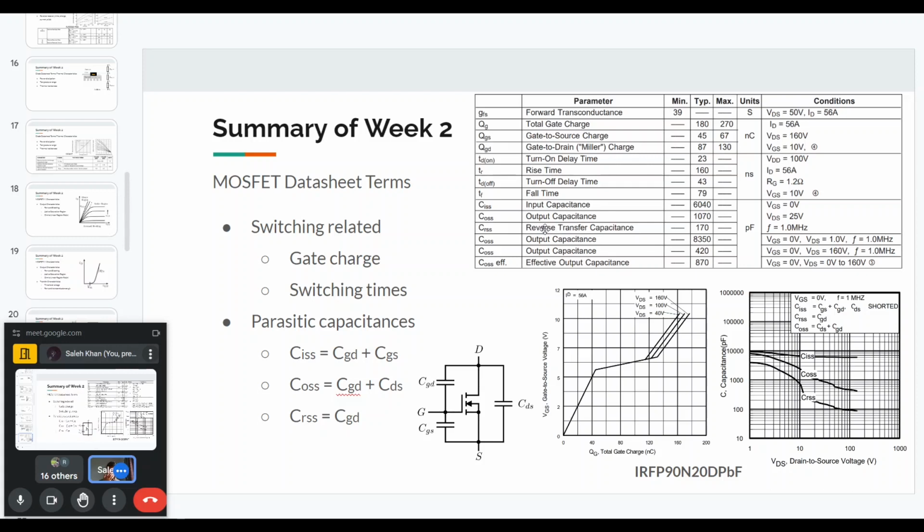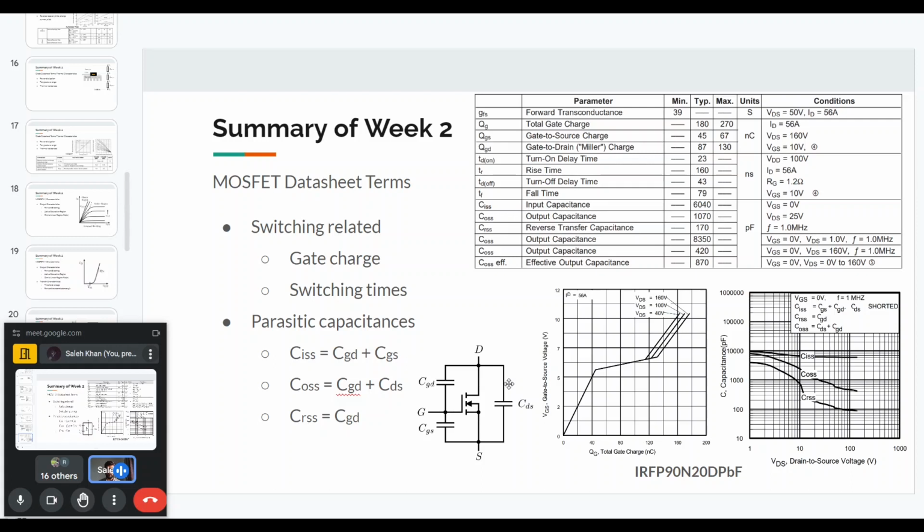Then we also have the parasitic capacitances of the device. And basically, if we have a device with these three terminals, gate, drain, and source, there are some capacitances between the different terminals. And these three capacitances are basically shown here, but the datasheet will not provide us the value of these capacitances separately. The datasheet will provide us with the input capacitance, the output capacitance, and the reverse transfer capacitance, and how they relate to the capacitances between different terminals that is shown here.